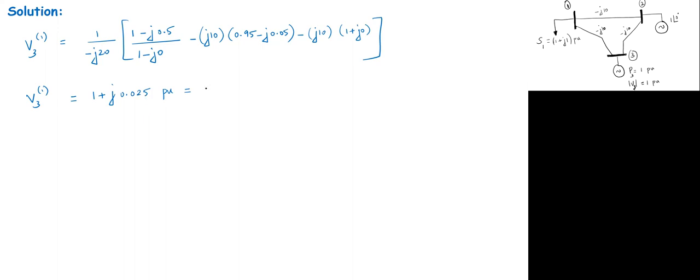When represented in polar form, the magnitude is found to be slightly greater than 1, 1.0003, at an angle of 1.432 degrees. Now, because bus 3 is a PV bus, its voltage magnitude cannot be different than what is specified. Therefore, for V3 of 1 we will discard this magnitude and make it 1 per unit, as specified in the problem, and just retain the angle. So this is one approach we can follow. So this is 1 at an angle of 1.432 degrees per unit.